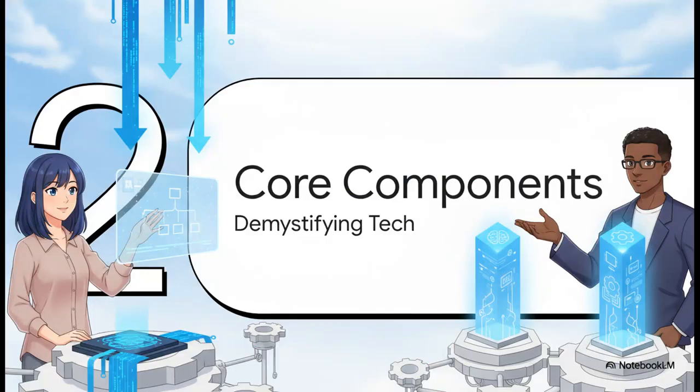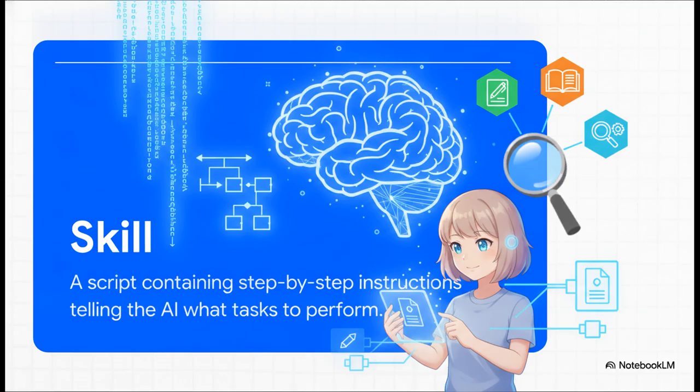Moving right along to Section 2, the two core components, demystifying the tech. Look, I know that talking about automated AI pipelines can sound incredibly intimidating and full of technical jargon, but I promise we're going to neutralize that jargon right now. The entire system is built on just two foundational pillars. The first pillar is what the source refers to as a skill.